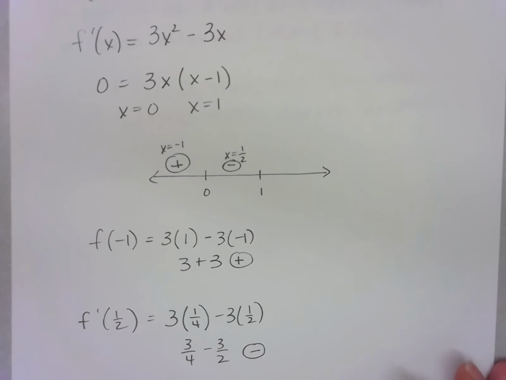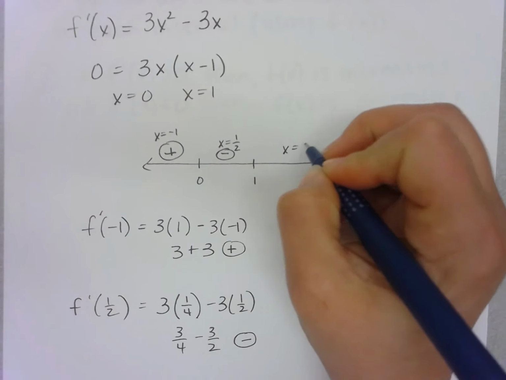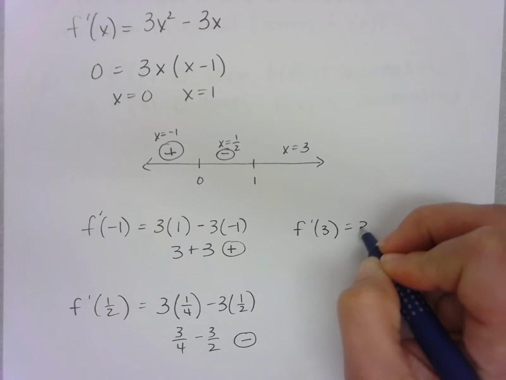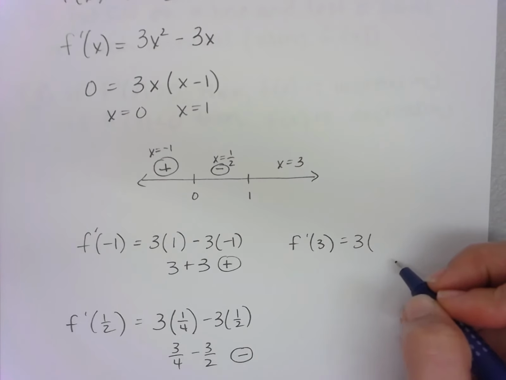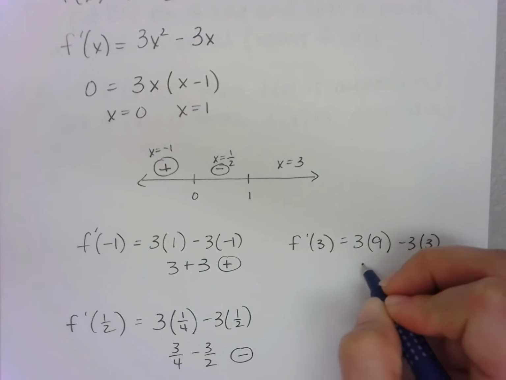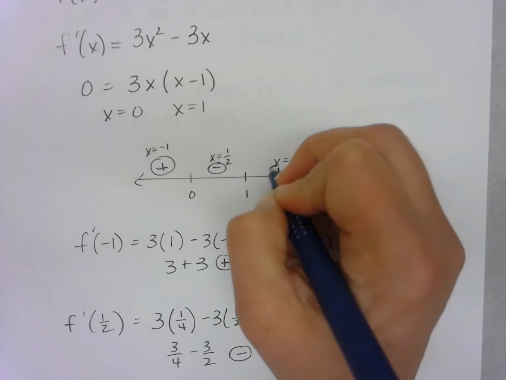All right, so let me choose a value for, oops, I need to use my prime symbol here, so then I'll choose x equals 3 here. So f prime of 3 will be 3 times 3 squared is 9, and then minus 3 times 3. So this is 27 minus 9, which is positive. That's all I really care about.